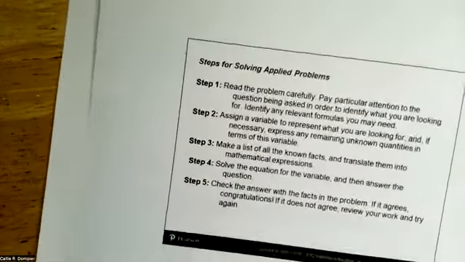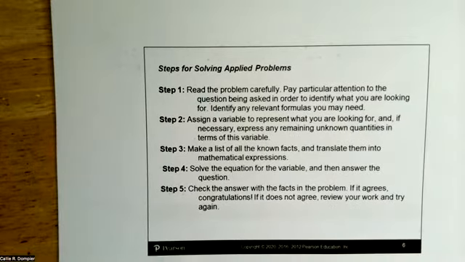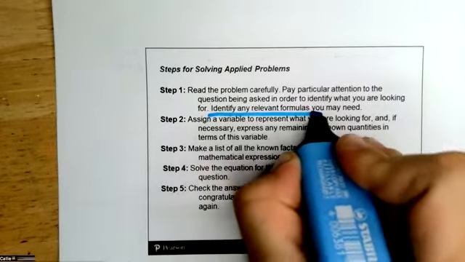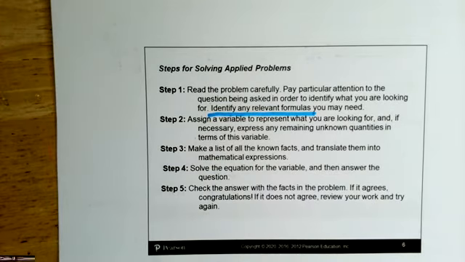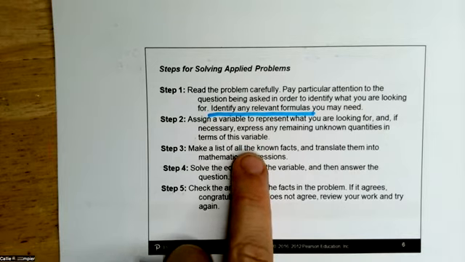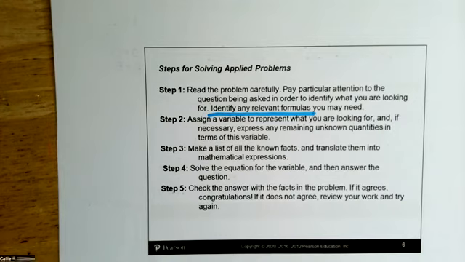All right, 2 more examples. So applied problems just means word problems. So we're going to read the problem carefully, pay attention to the question so that you know what you are looking for. Identify any relevant formulas you may need. Create a variable to represent the information that is missing. And then express remaining unknown quantities in terms of this variable. Okay. Make a list of all your facts, translate those facts into math expressions, solve for the variable, and decide whether that answers your question.